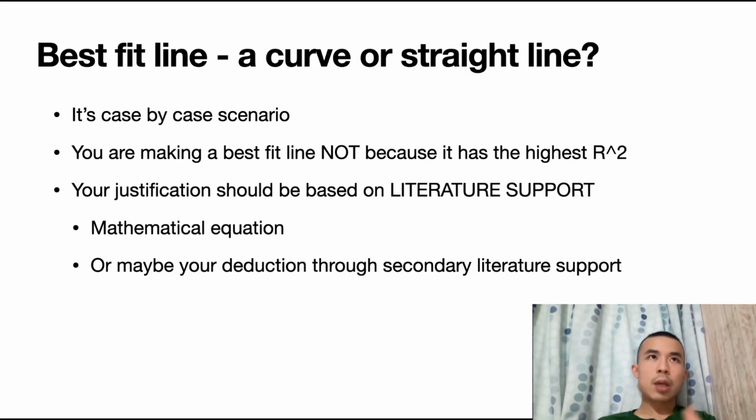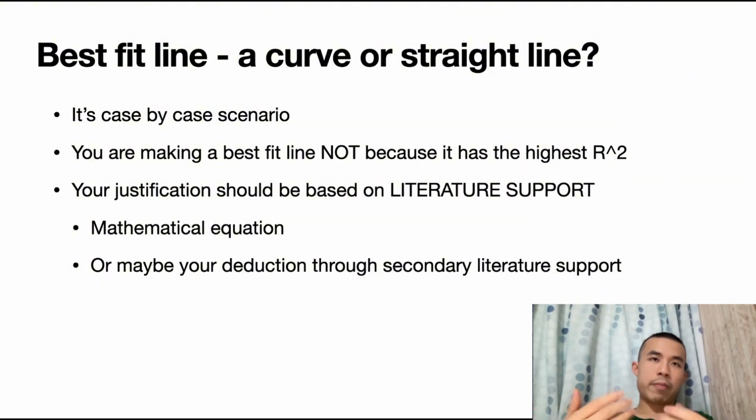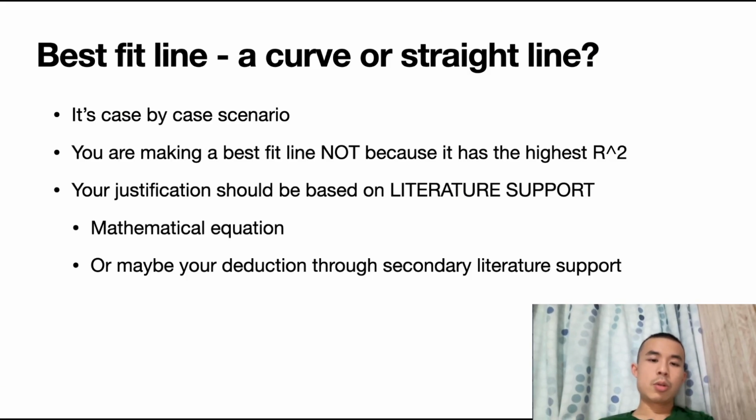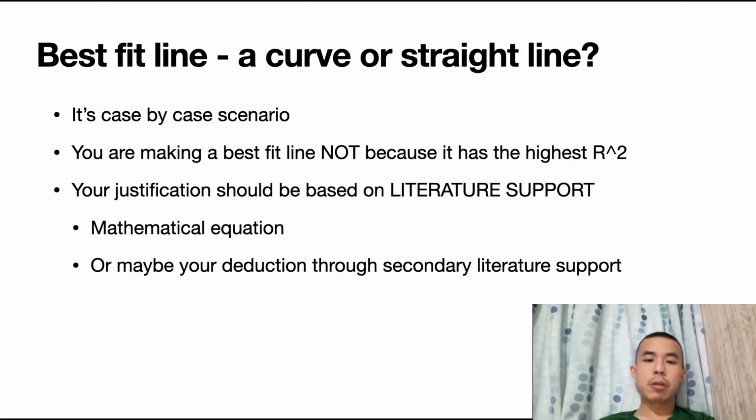So not every single time in chemistry is there a mathematical equation that directly supports whether it's a straight line or a curve. In case you don't have a mathematical equation to support that, then you should use deduction, through several literature supports, to deduce whether that is a straight line or a curve. No matter what, the rule of thumb is that you always should have literature support, a theoretical framework, to justify whether it's a straight line or a curve.